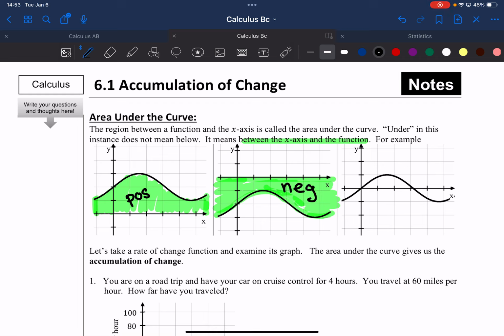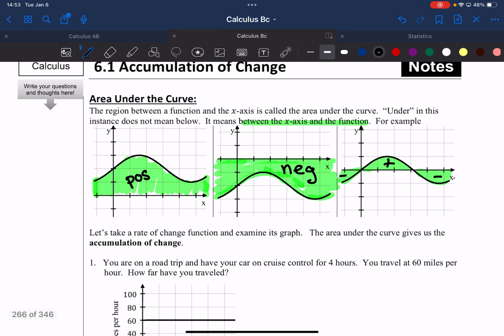Okay. They could also have a function that goes through the x-axis, which means we have positive and negative portions of the area. So we have this one space here, the middle, and then the end. Remember, you're always looking at the space between the x-axis and the function. So all the way on the left, is that positive or negative area? Negative. What about in the middle? Positive. And at the other end? Negative.